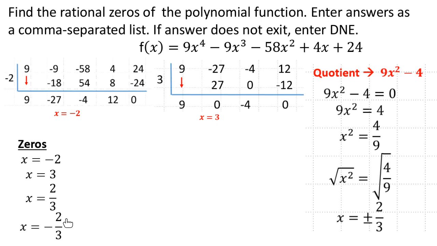So again, if I wanted to find the factors, all I have to do is move the numbers to the other side. When I write my factors, add 2 on both sides, so I have x plus 2. Subtract 3 on both sides, I have x minus 3. Subtract 2/3 on both sides, I have x minus 2/3. Add 2/3 on both sides, I have x plus 2/3.